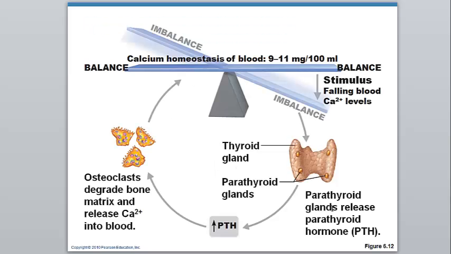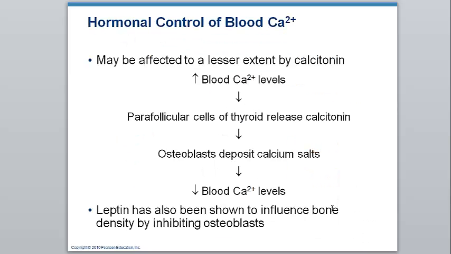What happens if you have high blood calcium level? Then another hormone acts. It's called calcitonin. Calcitonin is produced by your thyroid cells called parafollicular cells. They go and activate your osteoblasts. They have to reduce your calcium level in your blood. Calcium level is reduced when you make new matrix, because to make new matrix, you need calcium salts.